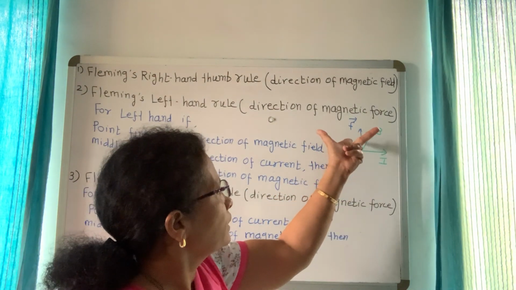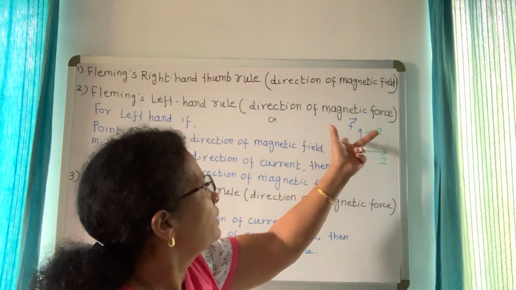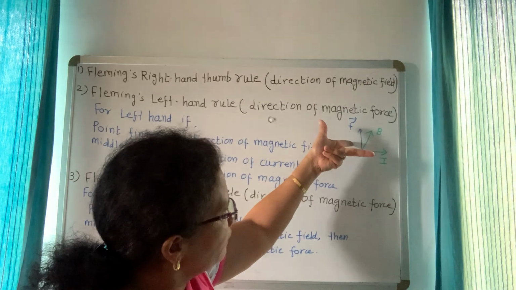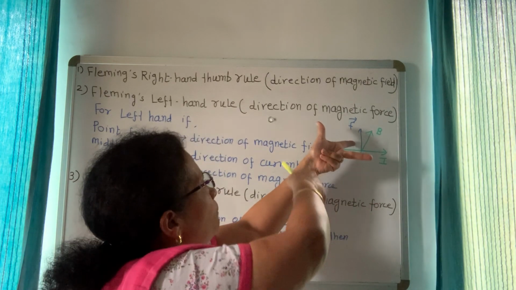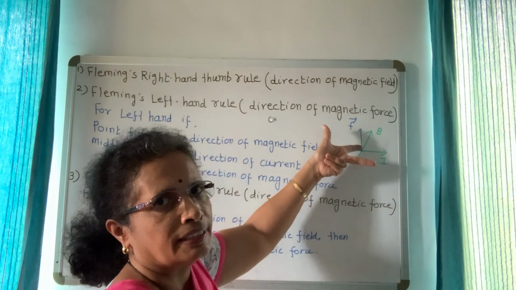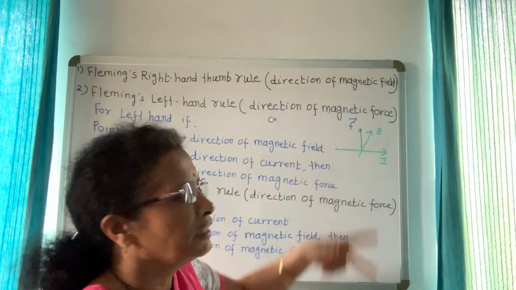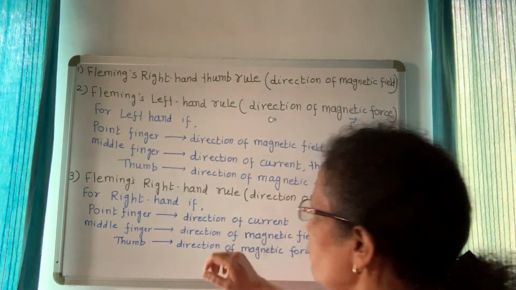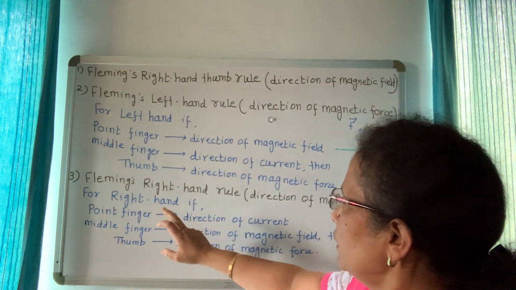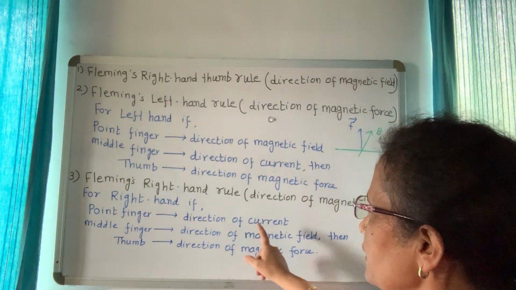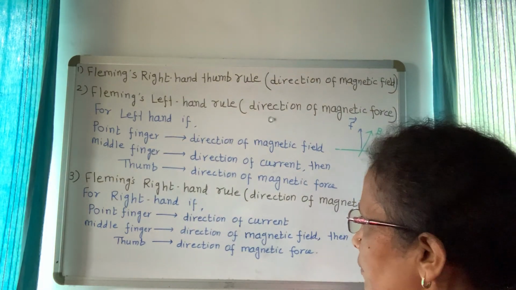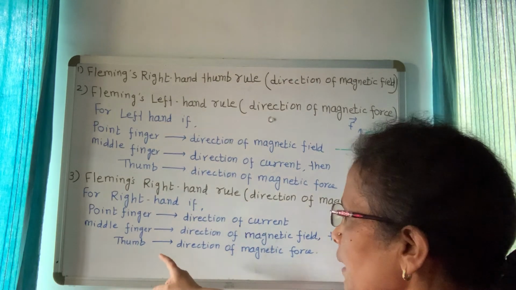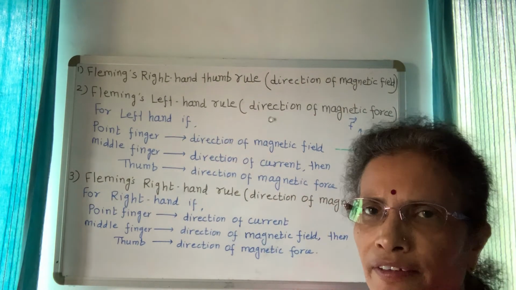Once again, the point finger inwards, that is the magnetic field. Middle finger in the direction of current. The thumb represents the force, it is in the upward direction. Now the same result we can obtain by using the right hand rule also. A little bit of change is there. For the right hand rule, the point finger represents the direction of current, the middle finger represents the direction of magnetic field, then the thumb represents the direction of magnetic force.